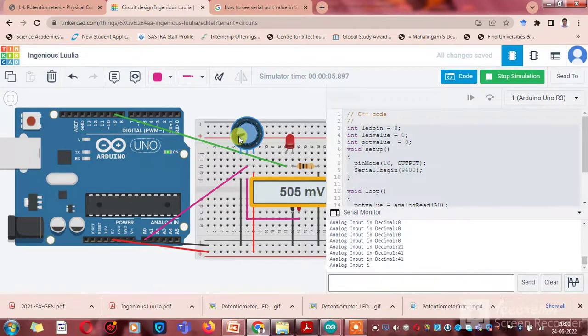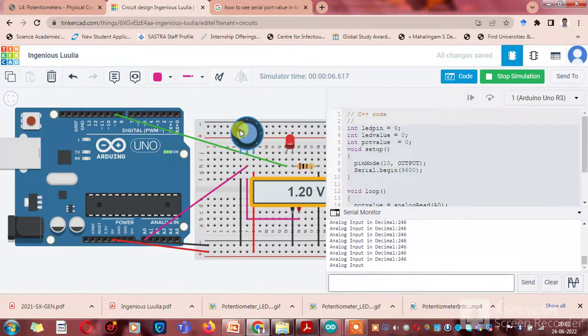I am going to change the knob position of the potentiometer. You can see the increase in the input voltage applied to channel A0. Suppose I keep the voltage near 1.25 volt, you can see the value will be somewhere around 250, and the LED is at 25% of its maximum brightness.